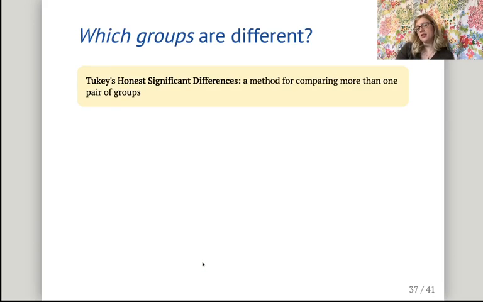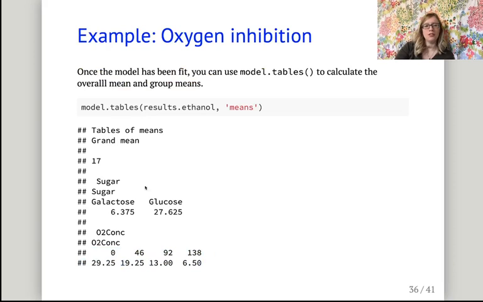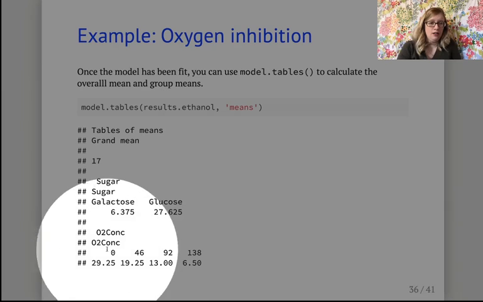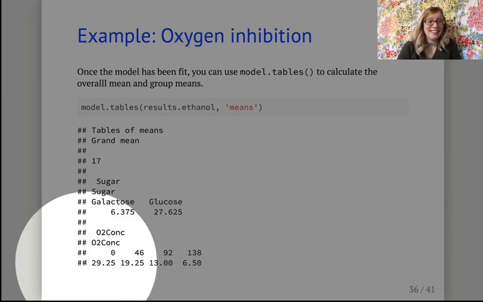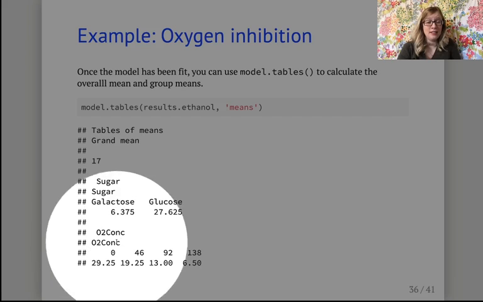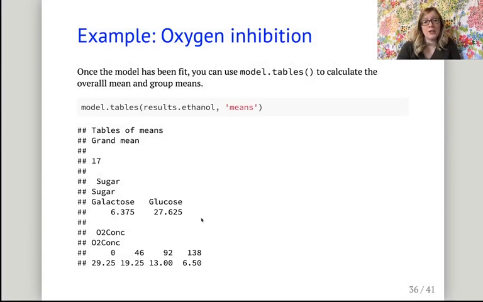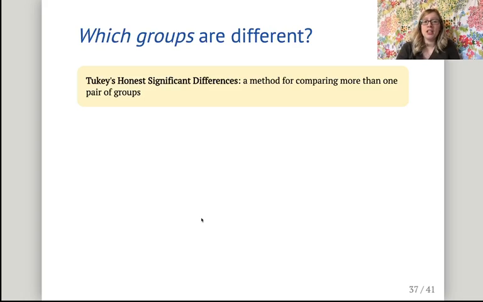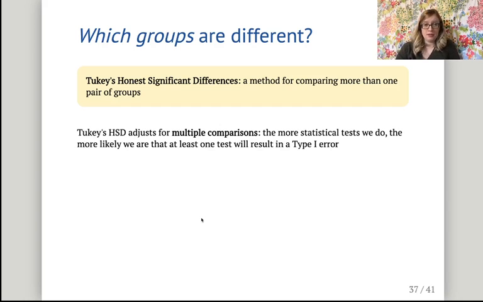Now here's the question that we need to answer. With glucose and galactose, it's pretty easy to tell that these two are going to be different. But with oxygen concentration, which pairs are different? Is 0 different from 46? Is 0 different from 92? Is 0 different from 138? We don't know yet. The method that we're going to use to find out is something called Tukey's honest significant differences.